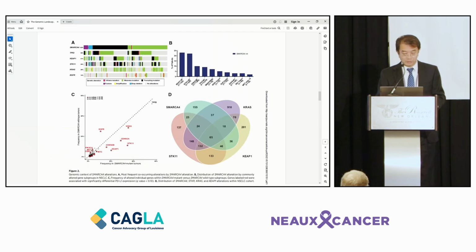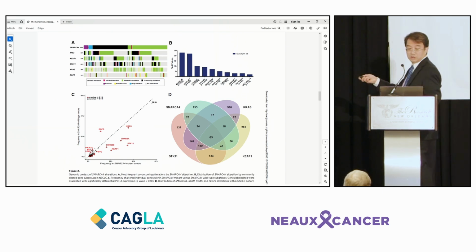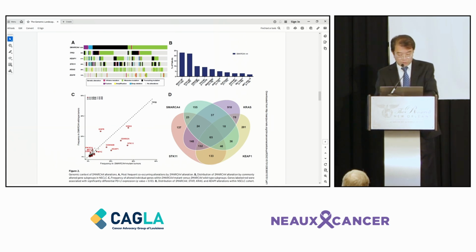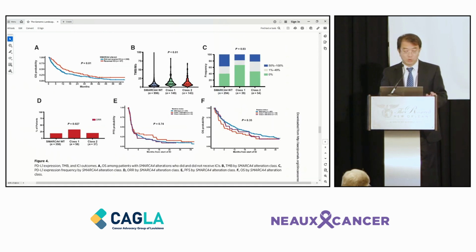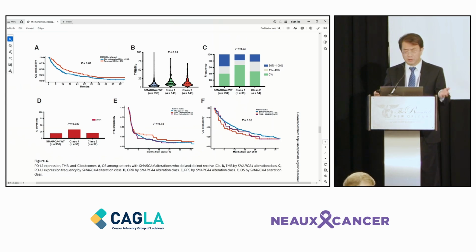A perfect match. Some data here: you see the top line in the A panel. The top line is SMARCA4 mutated patients, and the second and third lines are more like TP53 and KEAP1, right? So that's the data. And also, we know class 1 SMARCA4 mutation is associated with poor prognosis.